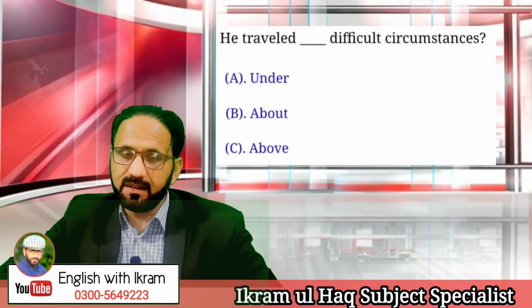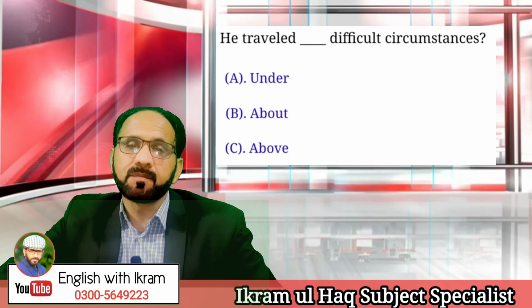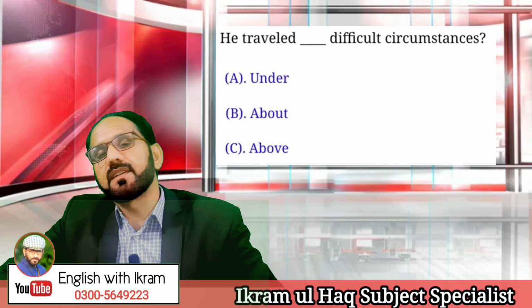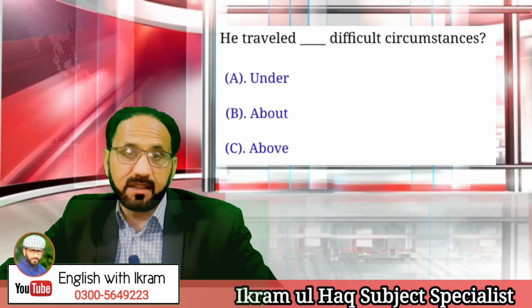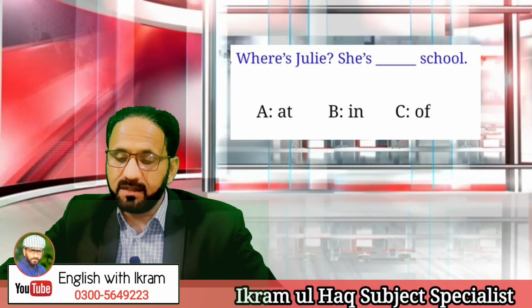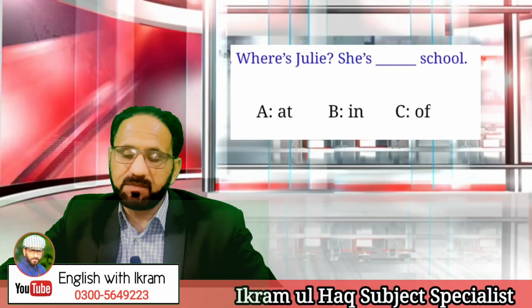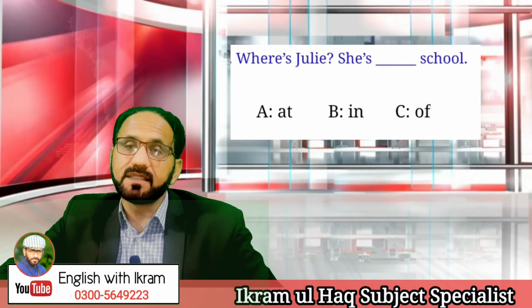Next, he traveled dash difficult circumstances. He traveled under, about, or above. Again, the use of preposition. So here, he traveled under difficult circumstances. Where's Julie? She is dash school. Here, again, the correct use of preposition: at, in, or of. Where's Julie? She is at school.